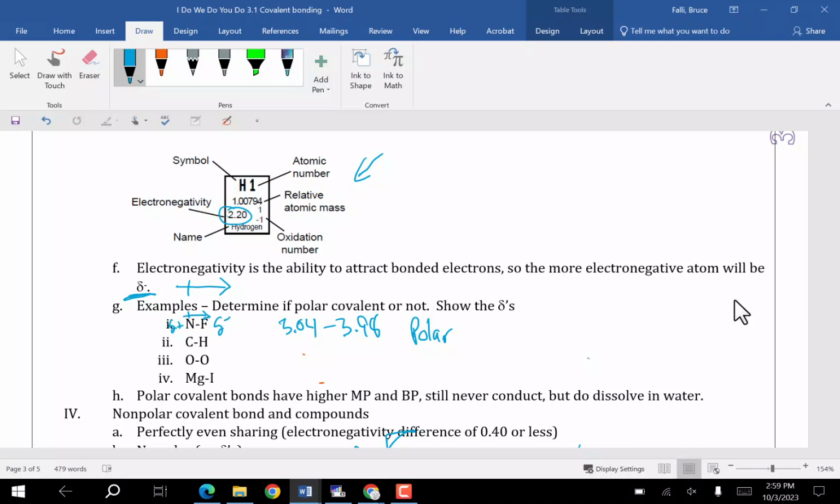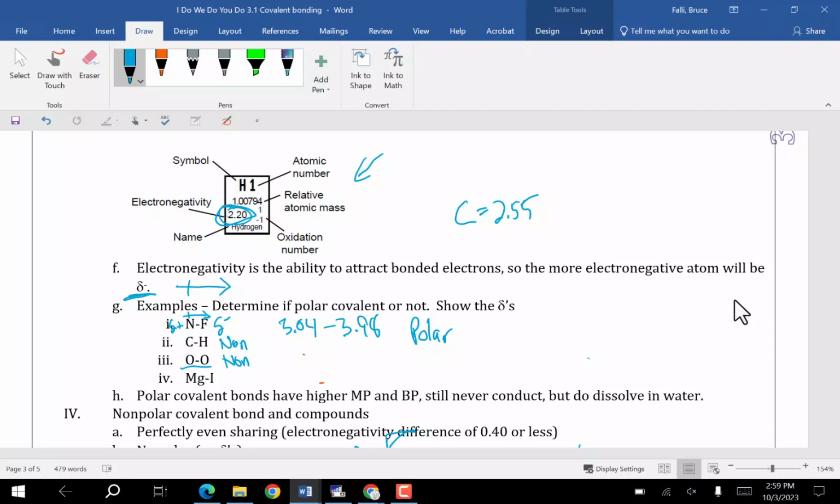C to H. H is 2.20. Carbon is 2.55. 2.55 minus 2.20 is nonpolar. Oxygen, whatever its number is, it's subtracting from itself. It's going to be 0.